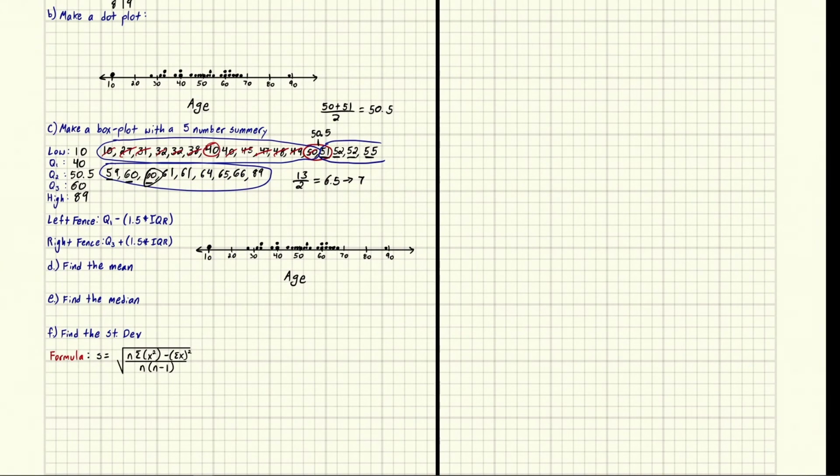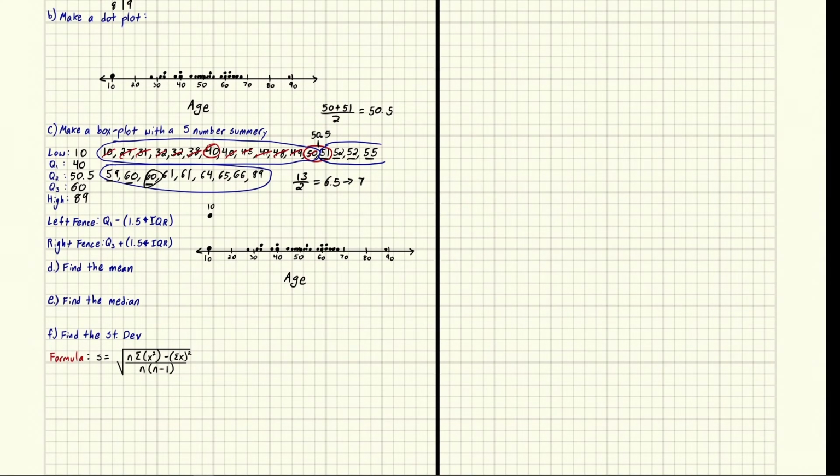And we just simply start by plotting our 5-number summary. So our lowest value was 10. So over 10, I'm going to put a dot. I'm going to even write 10 above it. Now this marks the starting point of our data set. If we were to go 1/4 of the way through our data set, we would be at the first quartile. And that is the number 40.